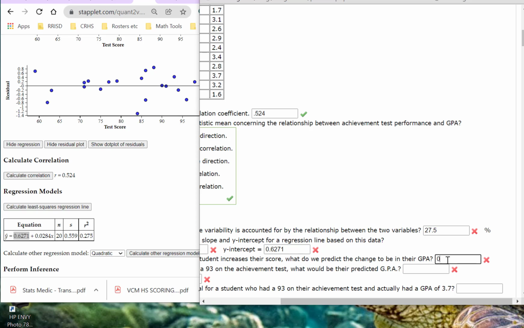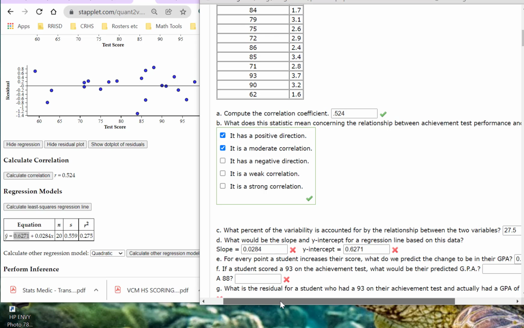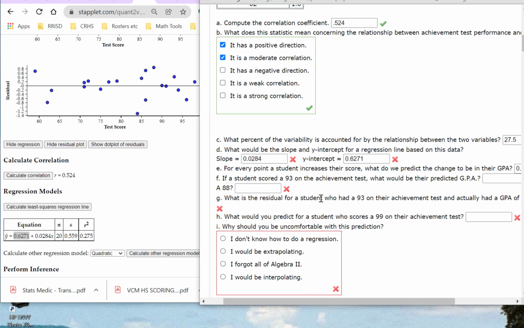So the slope tells us the rise over run, which means it tells us how much our response variable, in this case, well, what is the response variable? It was GPA. And how much a response variable will go up for every increase in our explanatory variable, which is test scores. Okay. If a student scored a 93 on an achievement test, what would be their predicted GPA?